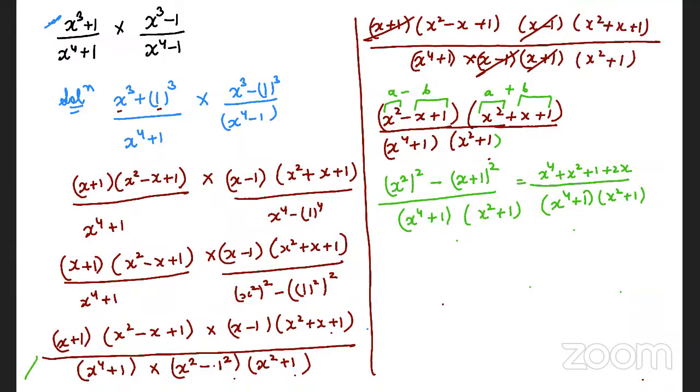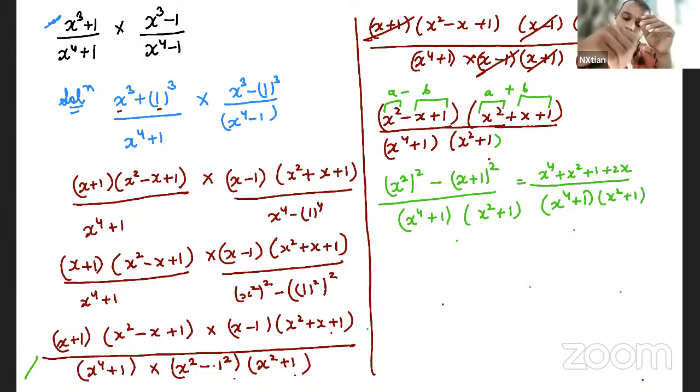Sir, could you explain the beginning part again? Yeah. See, nothing else. A cube plus b cube is there, so it can be written as a plus b, a square minus ab plus b square. In the same way, a cube minus b cube is there, then a minus b, a square plus ab plus b square. Okay, so then I wrote it like this.